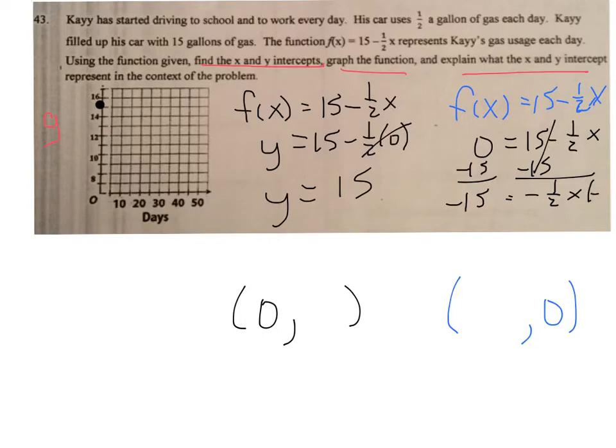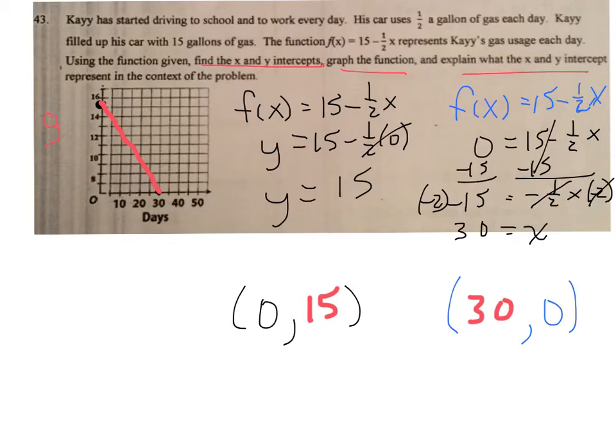I'm going to multiply by negative 2 on both sides. And that 1/2 and negative is gone, so I'm left with x equals negative 2 times negative 15, which is positive 30. So I'm going to put a plot at 30. So plot at 15, plot at 30. Now, the only thing I'm going to do is connect that line. There's our graph. So when x is 0, y is 15, and when y is 0, x is 30. These are my 2 points.